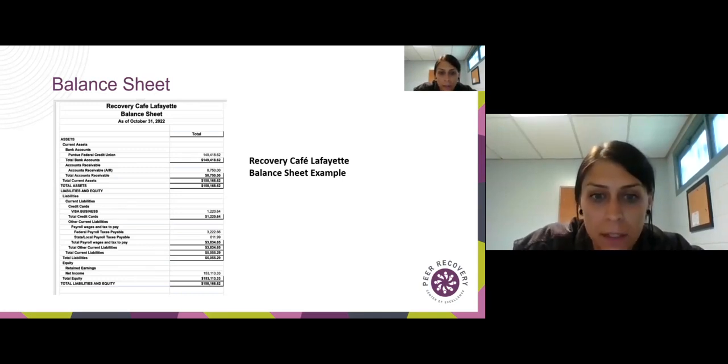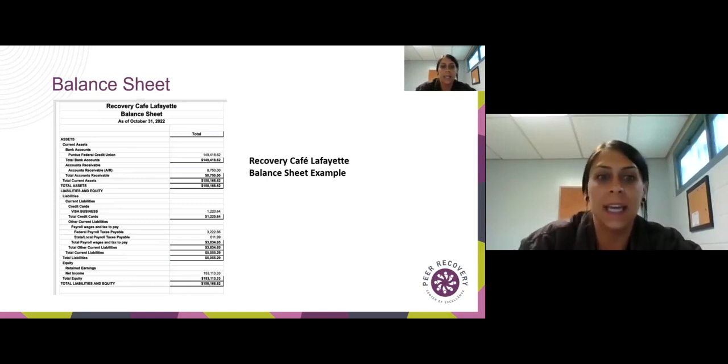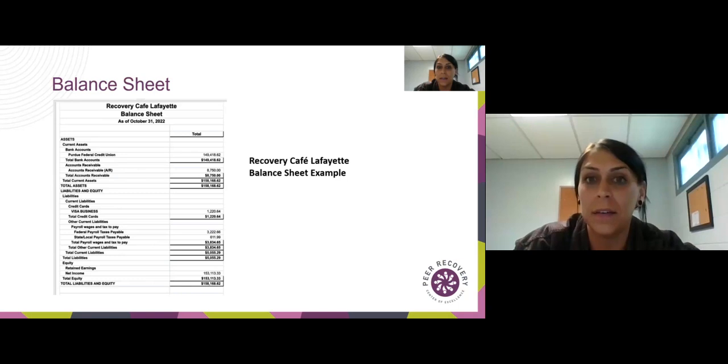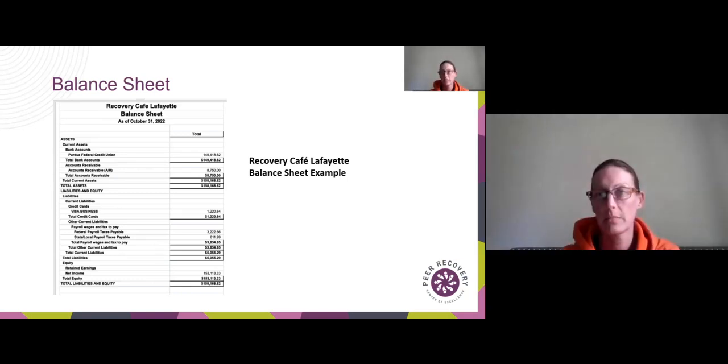Then if we take all of those total numbers and add them up completely, we get a total of $158,168.62. That final number of the assets and the liabilities combined is what gives us our total liabilities and equity, which shows what we have as an organization. Does that make sense or seem confusing? That makes sense to me.